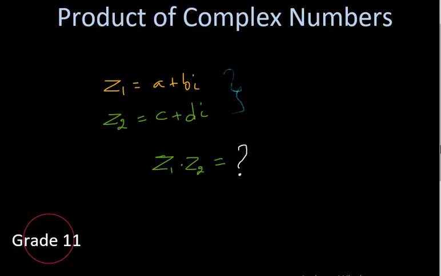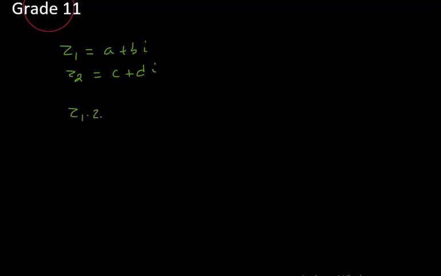Product of complex numbers. So today we'll see the multiplication of two complex numbers. Let's see with an example. If you are given two complex numbers, let's start with the general one. If you have two complex numbers, Z1, which is a plus bi, and Z2, which is c plus di, let's find the product of the two complex numbers, Z1 times Z2.